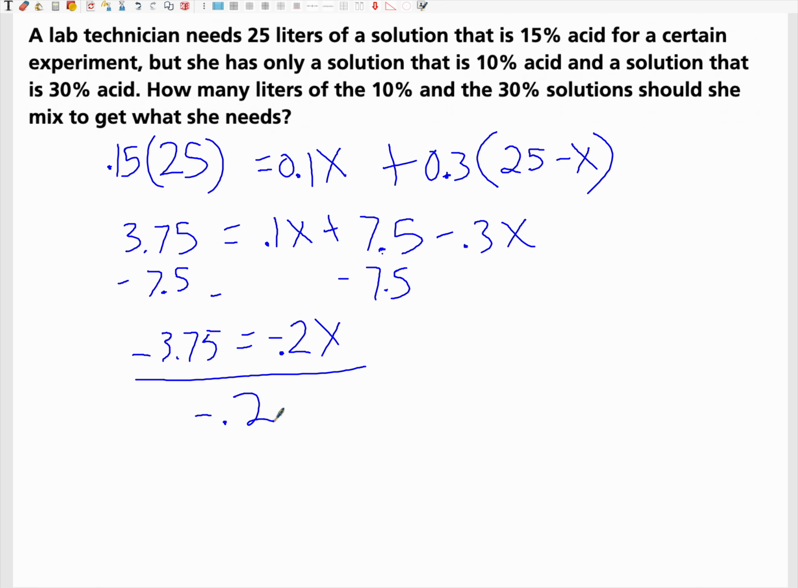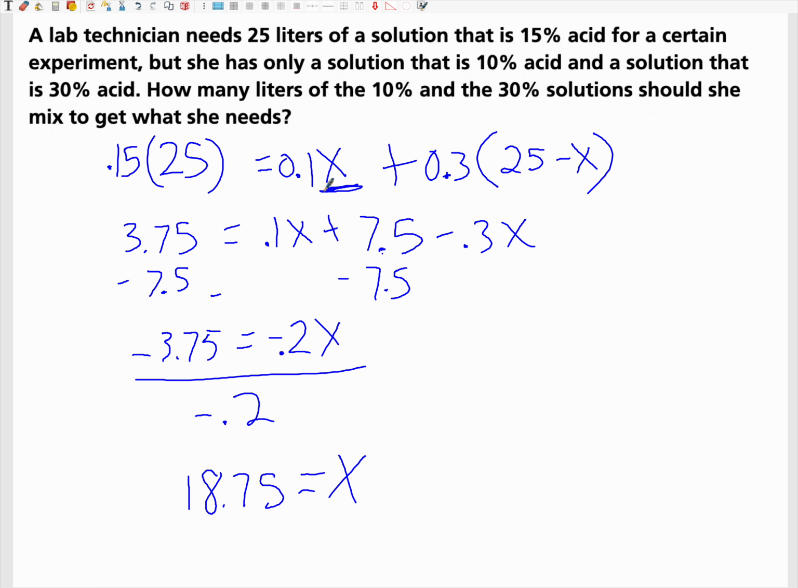Hey, we got the right answer. 18.75 equals x. So what does that mean? She needs 18.75 of the 25 solution. That didn't make sense. Where does the x go in the equation? What is 18.75 mean? 18.75 what?